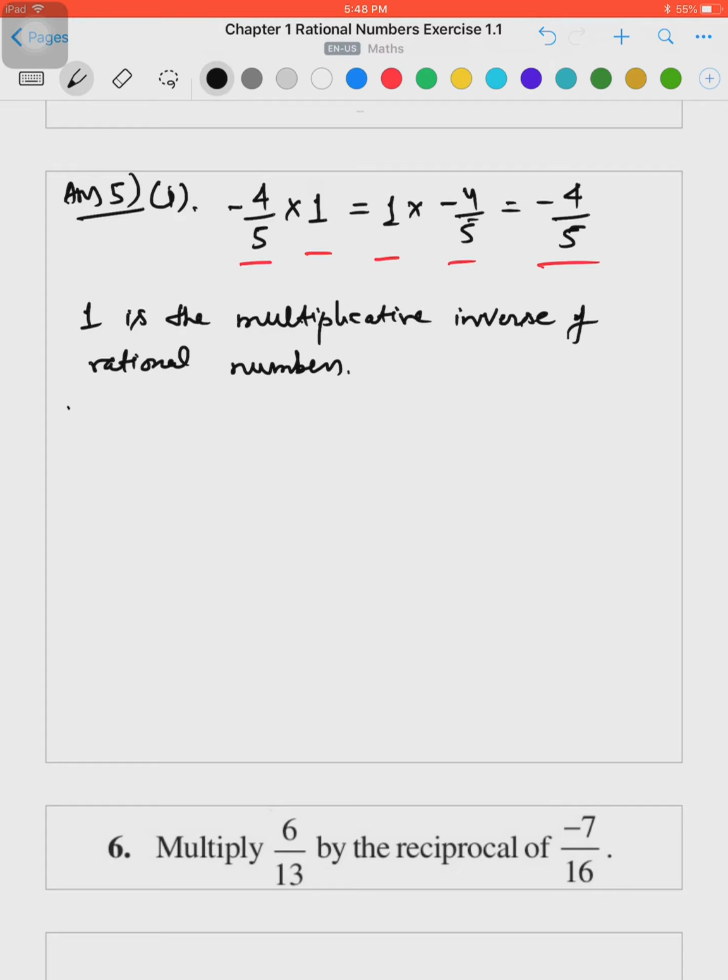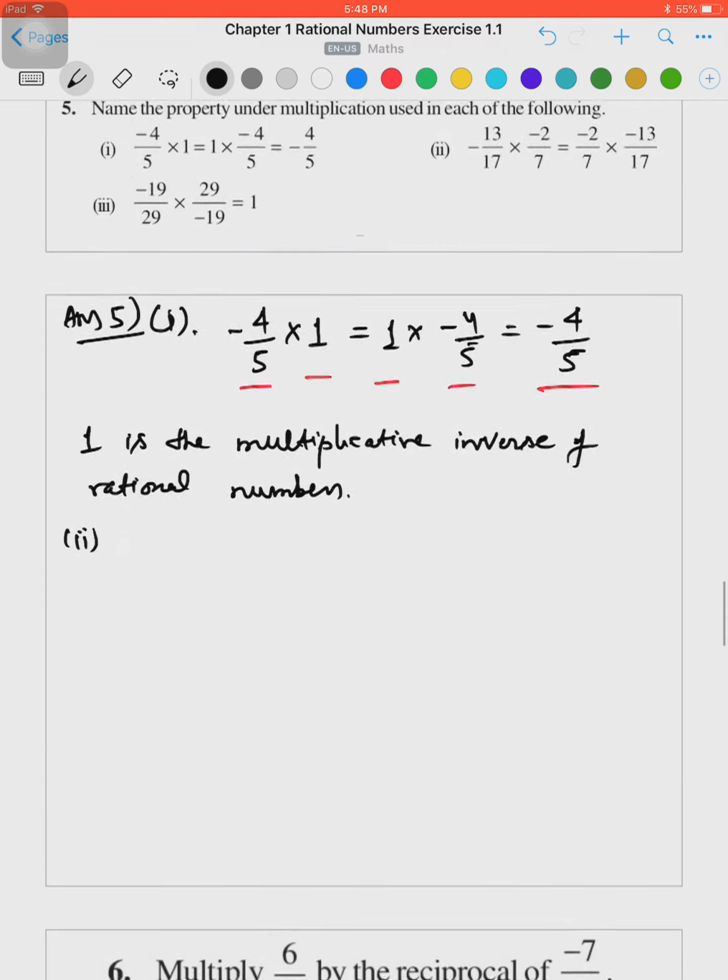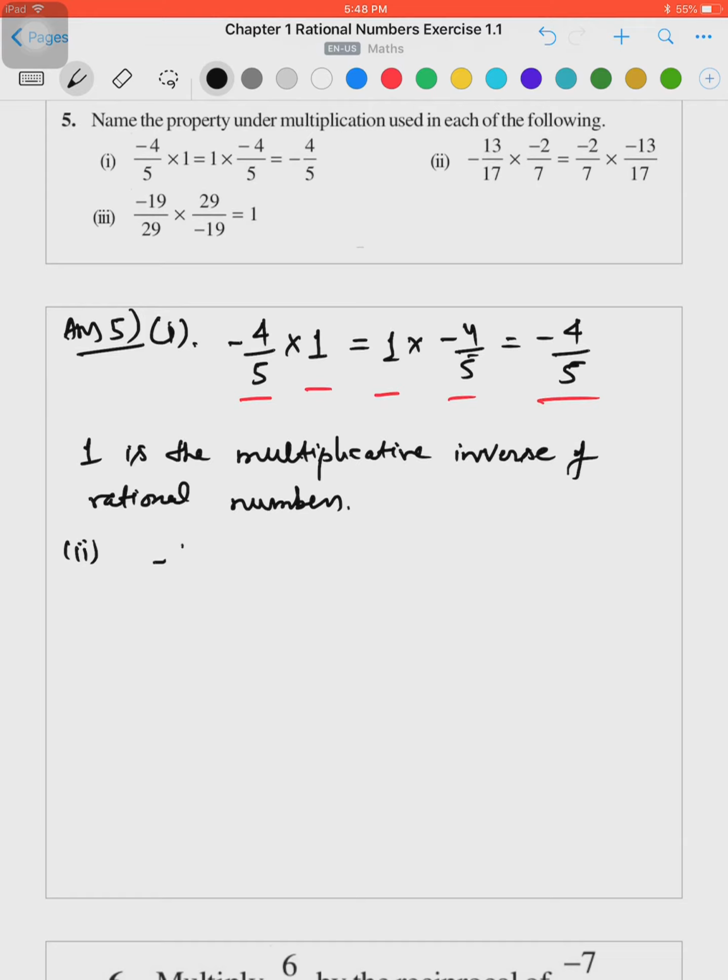Now come to the second part. Second, we have minus 13 by 17 multiplied by minus 2 by 7 equals minus 2 by 7 into minus 13 by 17. You have to identify the property used here. As you can see, first we multiply minus 13 by 17 by minus 2 by 7, then again minus 2 by 7 by minus 13 by 17, and the result is the same.